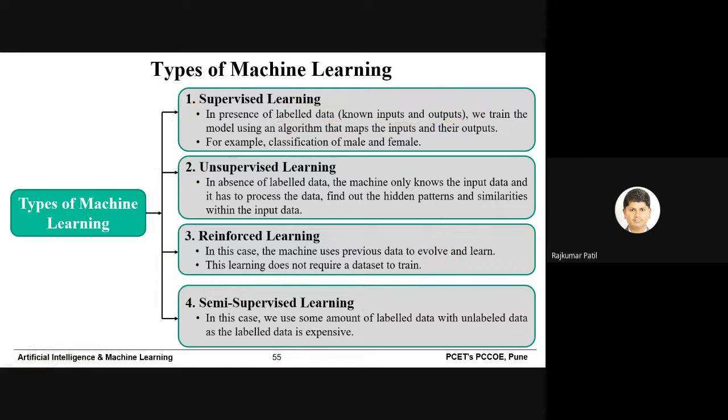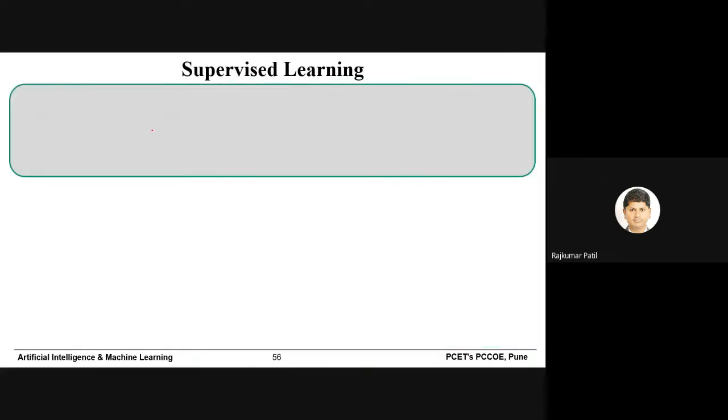So briefly, when we say supervised learning, labeled data would be there. When we say unsupervised learning, labeled data will not be there. When we say reinforcement learning, the system will learn from past experience and evolve itself. And when we say semi-supervised learning, both labeled as well as unlabeled data would be there. Now we will see each type of machine learning algorithm in detail.